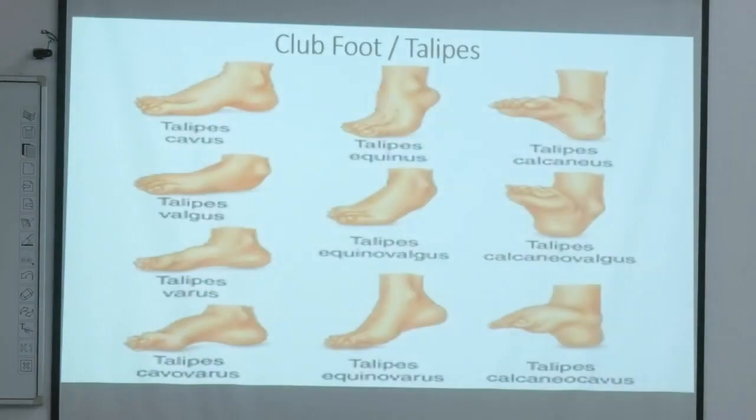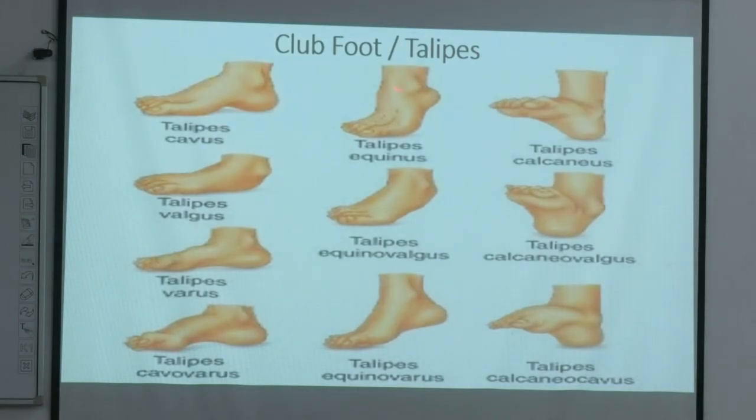Next, different types of claw foot are also known as talipes. This is talipes cavus, only the cavus component is present. Talipes equinus, the heel is not touching, only the toes are touching. Talipes calcaneus, the calcaneum is touching, toes are not touching. Talipes valgus, the foot is everted, the sole of the foot is directed outward.